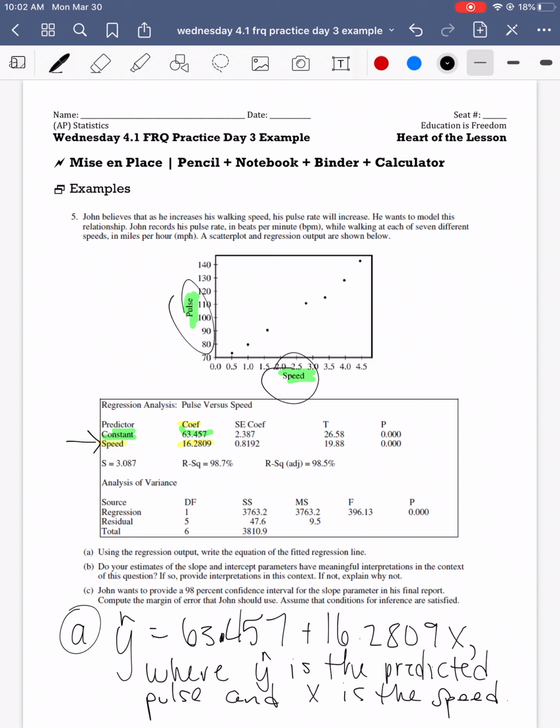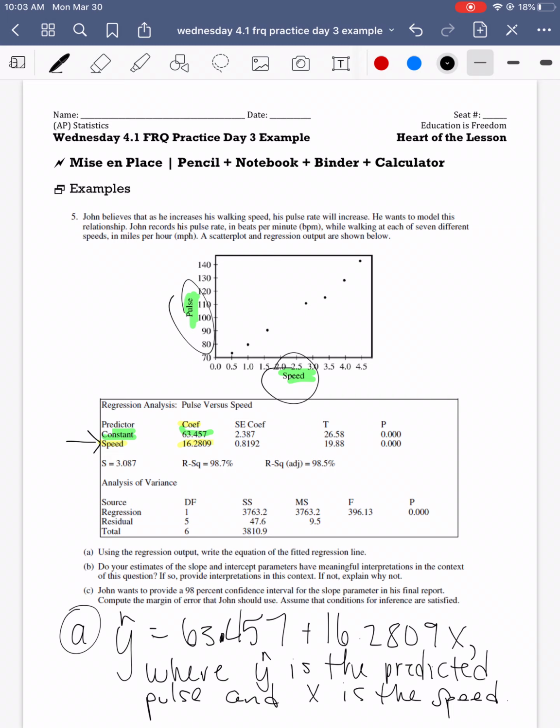Part B: do your estimates of the slope and intercept parameters have meaningful interpretations in the context of the question? If so, provide interpretations in this context. If not, explain why not. Essentially, they're saying interpret the slope and the intercept as long as it makes sense.